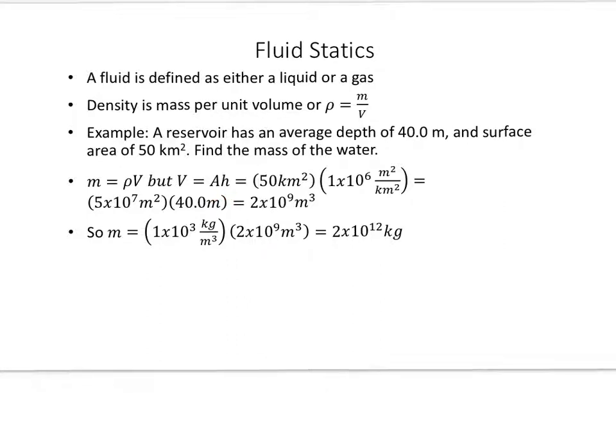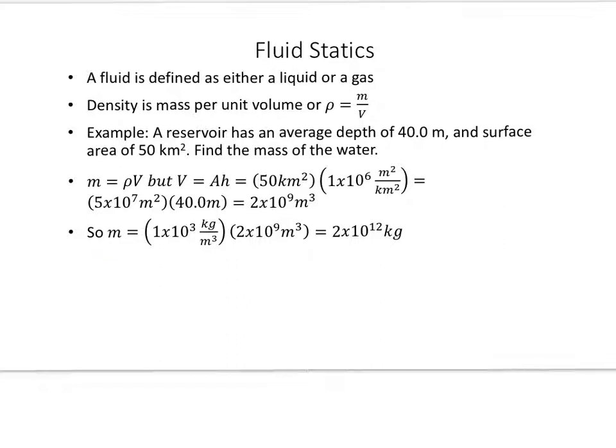So that surface area was given in square kilometers, so the first thing we need to do is convert that to square meters. And there are 1 times 10 to the 6 square meters per square kilometer. Remember, there's 1,000 meters per kilometer, but when you square it, it's 10 to the 6 square meters per square kilometer. Okay, so then that gives us 5 times 10 to the 7th, and then we multiply that by the average depth, which is 40 meters. So that gives us 2 times 10 to the 9th cubic meters, and that's the total volume of the water.